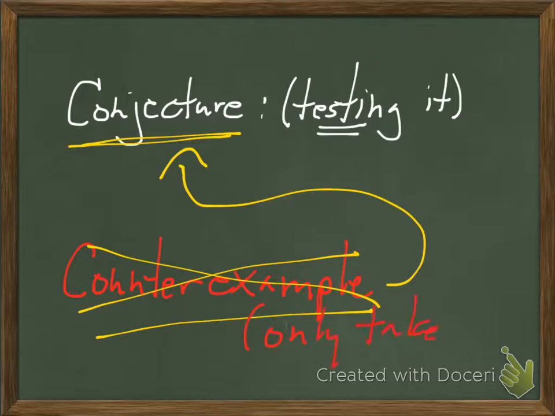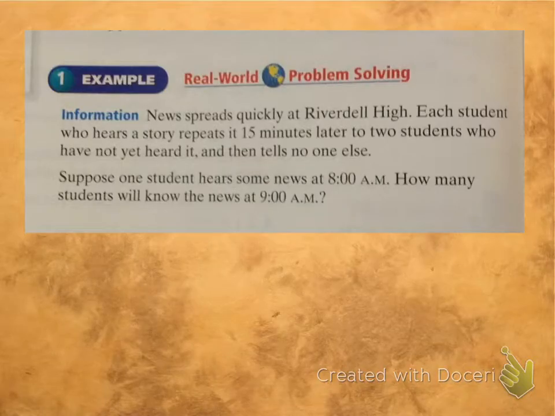So again, if you do find a counterexample that proves your conjecture false, it only takes one, then you've got to go back to the drawing board. Now, let's transition. Let's use the same idea of inductive reasoning and apply it to a real-life word problem and work on some problem solving. If you were with me last year in Course One, every chapter we stopped and we did problem solving.